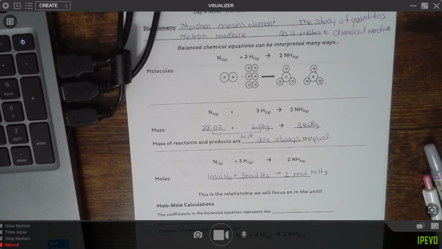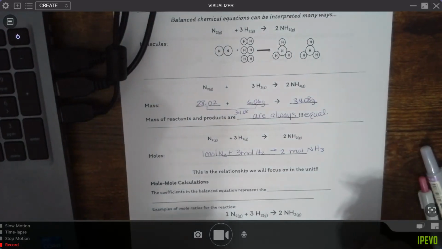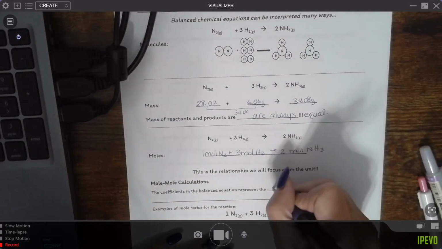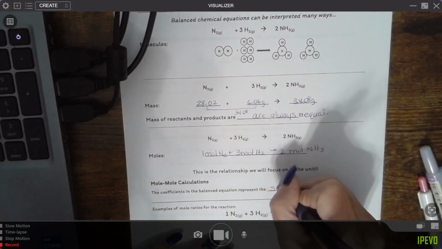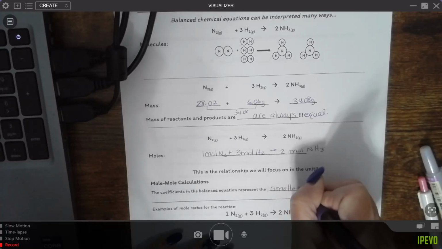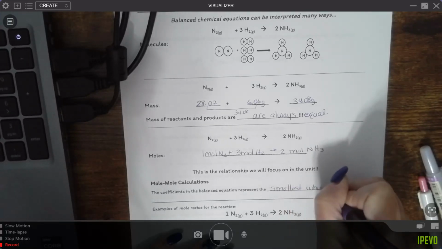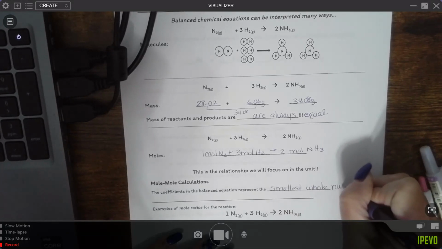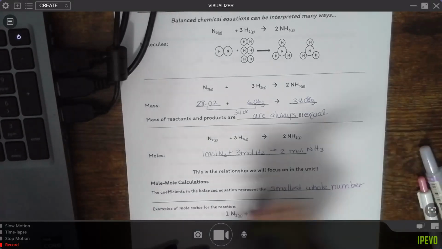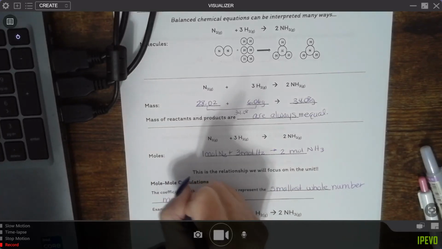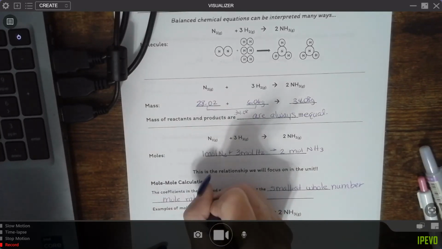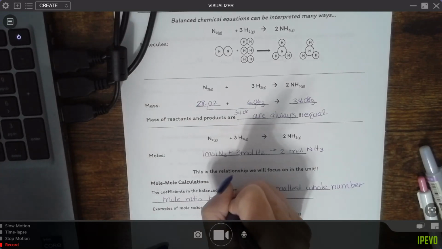All right, so we're going to talk about something that we call a mole ratio. The coefficients in the balanced equation represent the smallest whole number mole ratio between the reactants and the products.